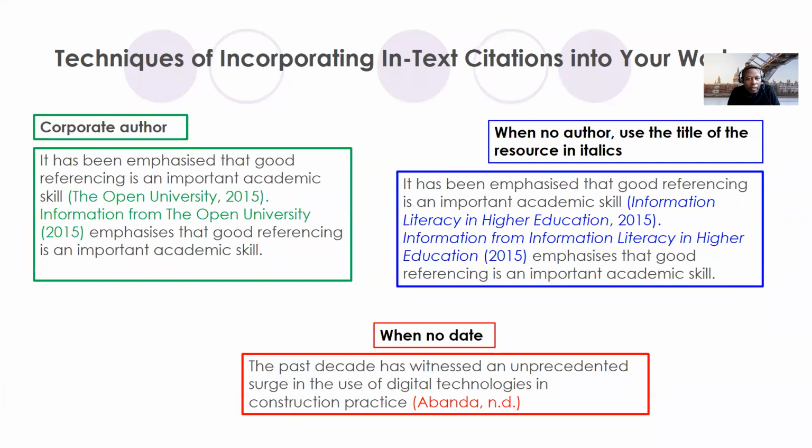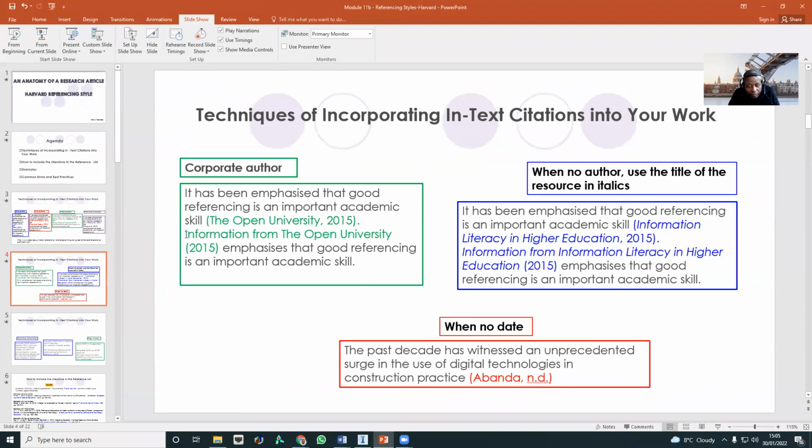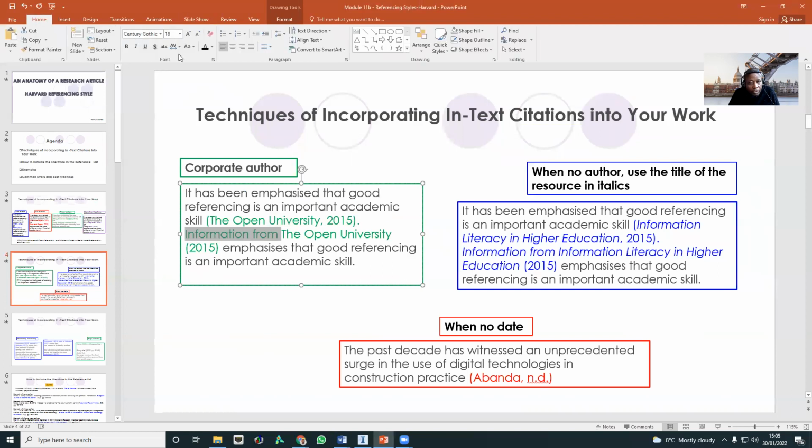Now, if you have a company, or what I'll call a corporation, that you want to cite, you simply copy the name of the company, like the Open University, comma 2015. Or information from the Open University, comma 2015. This green is not supposed to be highlighted, so it's just the Open University, which is like the name of the author here, the corporate author.